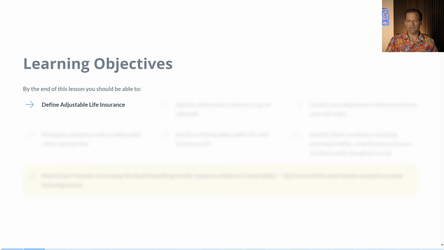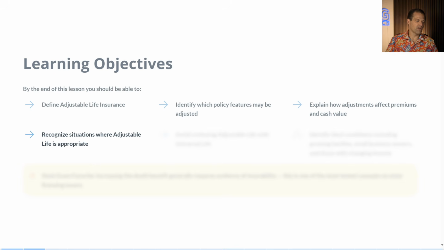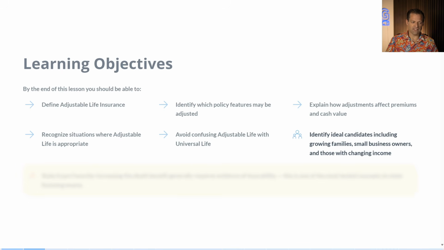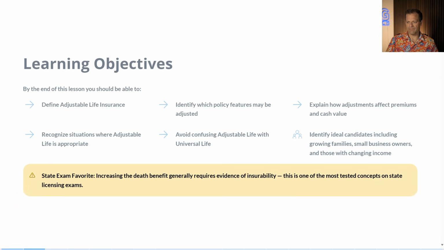So by the end of this, you'll be able to define adjustable life, identify the policy features that make it such, explain how adjustments affect premiums and cash value, recognize situations where adjustable life is appropriate, avoid confusing adjustable life with universal life, and identify ideal candidates, including growing families, small business owners, and those with changing income. As an exam warning, increasing the death benefit generally requires evidence of insurability. This is one of the most tested concepts on state licensing as it relates to adjustable life insurance.